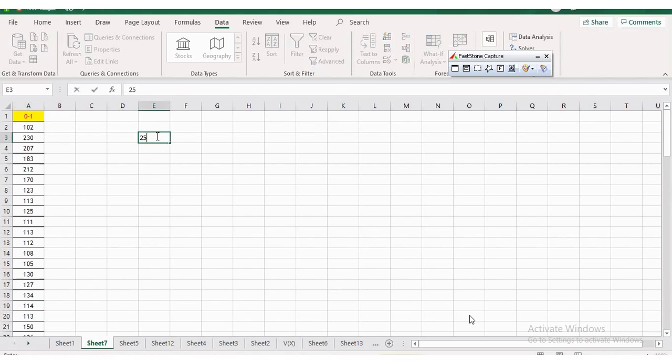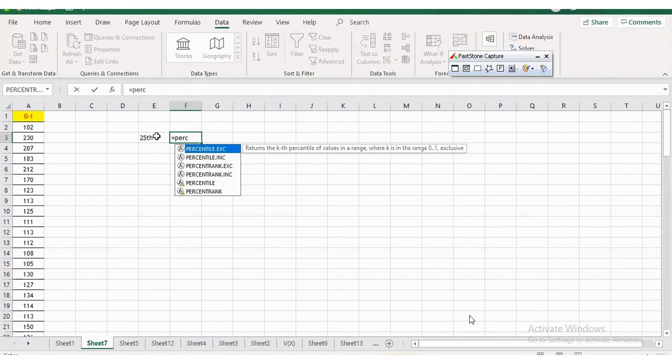So let's understand the 25th percentile value first. The function name is percentile. There are two functions, percentile.exc and percentile.inc.